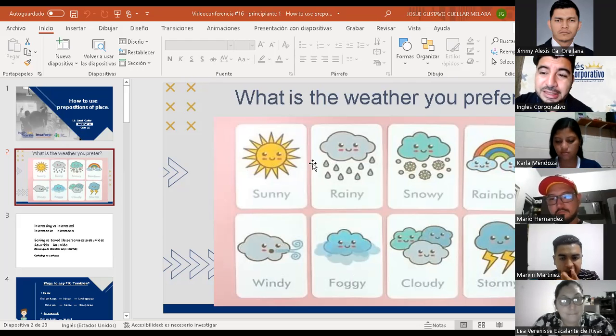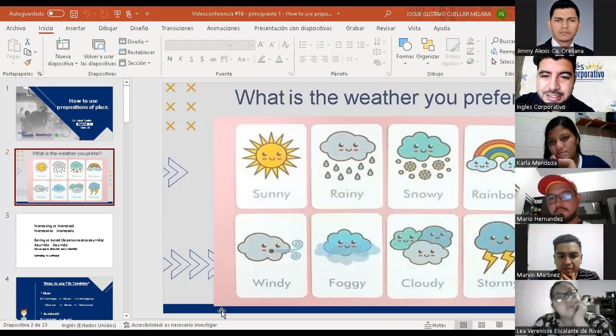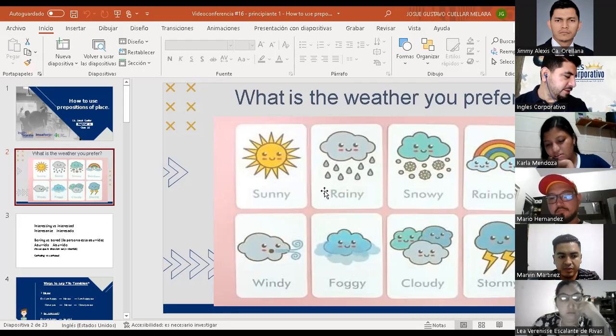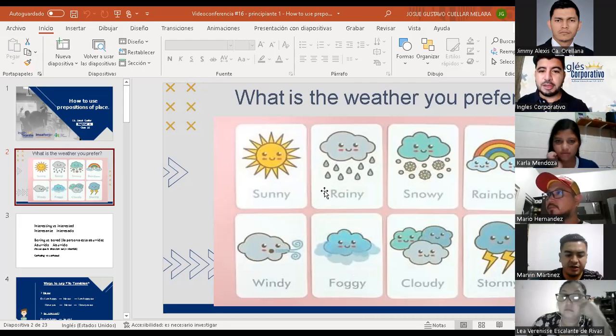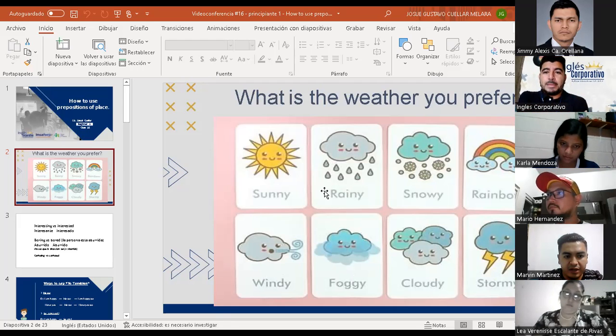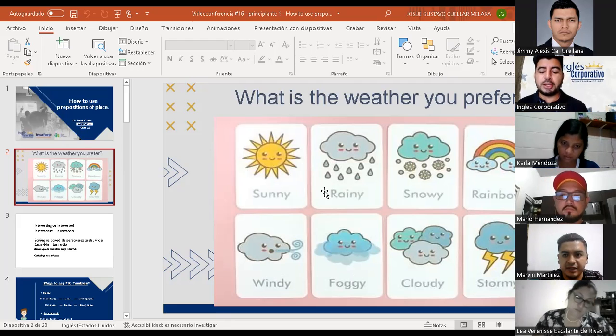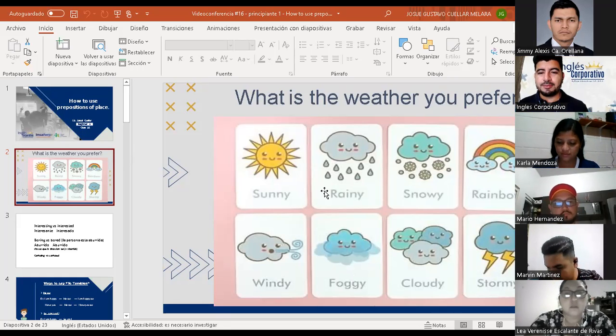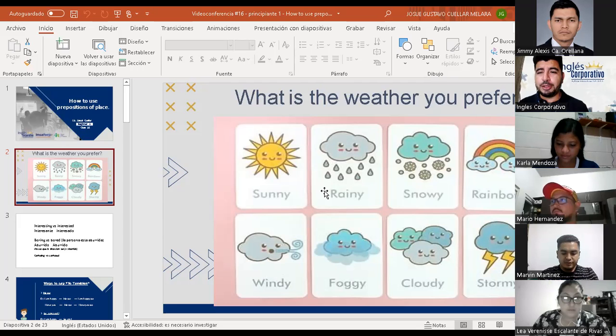So you tell me the weather you prefer. What's your favorite weather? Let's start with Marvin. Hello, Marvin. Good evening, teacher. Windy. Okay, you prefer windy days. That's good. Let's listen to Lea and then Mario. Hello, Lea. Tell us your favorite weather. My favorite weather is rainbow. Ah, rainbow. That's nice.